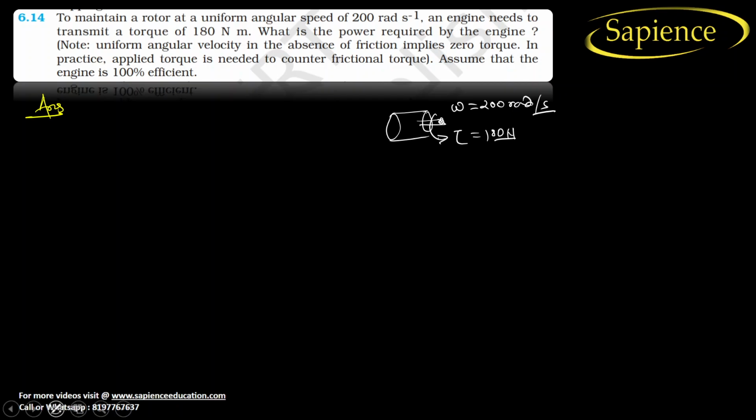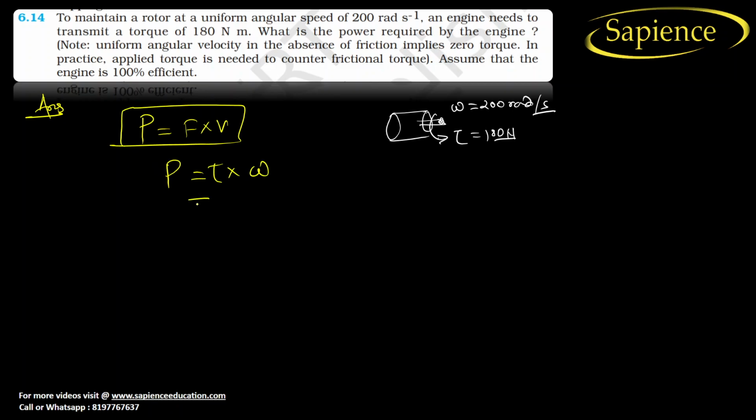So this is a very easy question. Directly you can find power. In linear motion we have generally used force into velocity, but here it is angular motion, so power can be written as torque into omega. So here torque is how much? Torque is 180 into omega is 200.